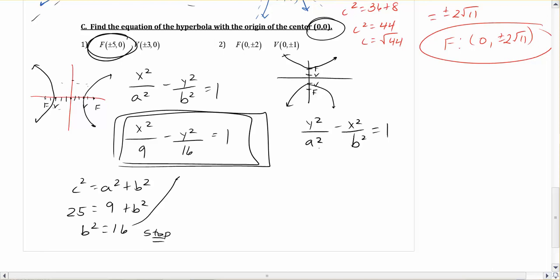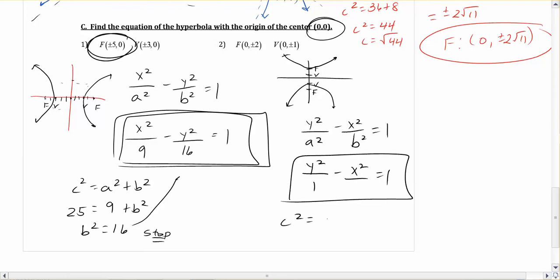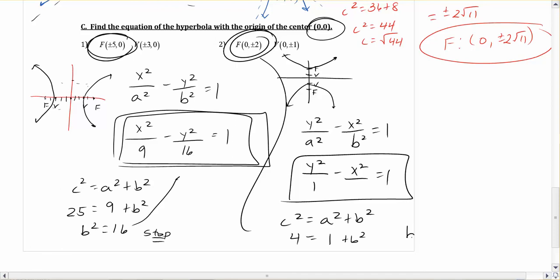To get your a squared, it's just the distance from the center to the vertex. Well, the center's here, the vertex is 1, so 1 squared is 1. I don't know my b squared. That's what I'm going to have to determine using my foci. My foci equation is a squared plus b squared equals c squared. I know my a squared is 1. For my c squared, I take my focus and square that distance, so that's going to be 4. To get b squared, I would just do 4 minus 1, which is 3. Again, I don't even care about the square root. I'm just going to put my b squared in there and be done.